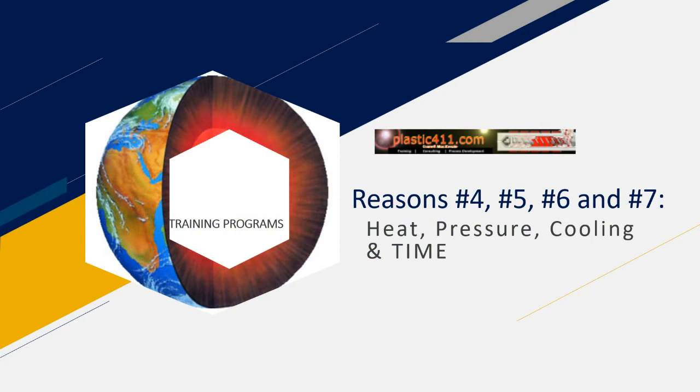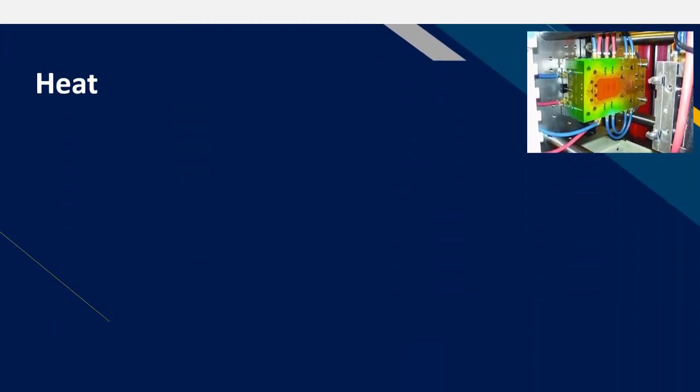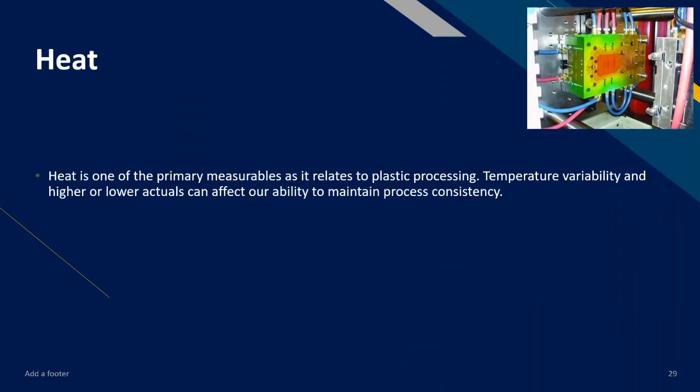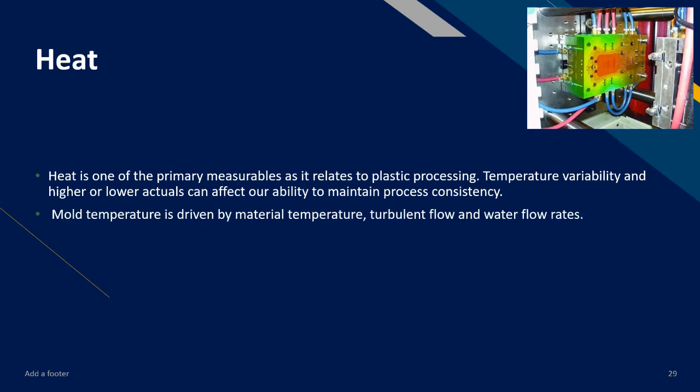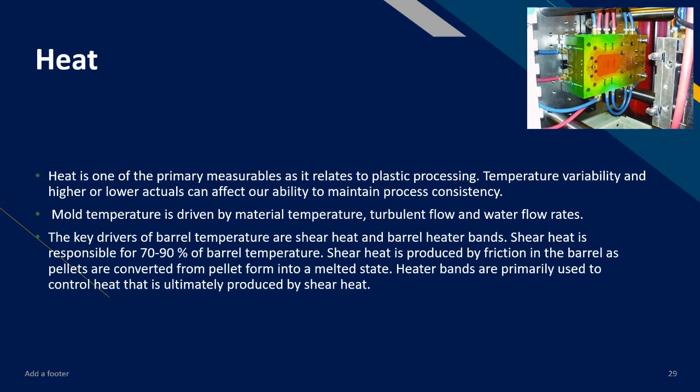The next 4 reasons are the pillars of process control, and those are heat, pressure, cooling, and time. Heat is one of the primary measurables as it relates to plastic processing. Temperature variability and higher or lower actuals can affect our ability to maintain process consistency. Mold temperature is driven by material temperature, turbulent flow, and water flow rates. Key drivers of barrel temperature are shear heat and the barrel heater bands.